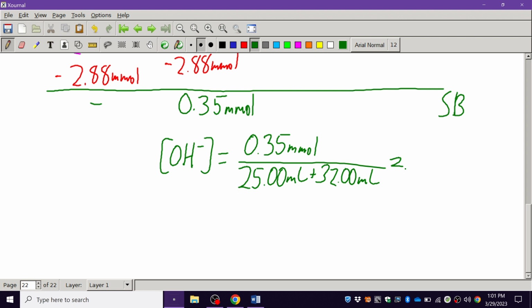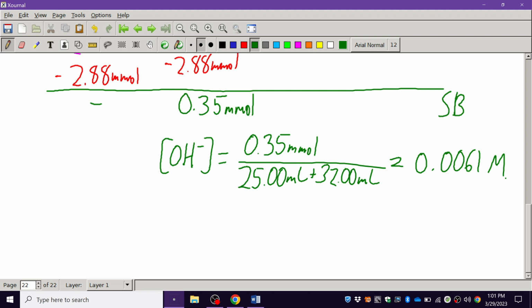What do we get? Sorry? Sorry, I didn't hear the first number. So 0.35 divided by 30 or by 57. So it's 25 plus 32. 6.1 times 10 to the negative third. Okay. Sounds good. Yeah, it's not very high, but it's high enough.